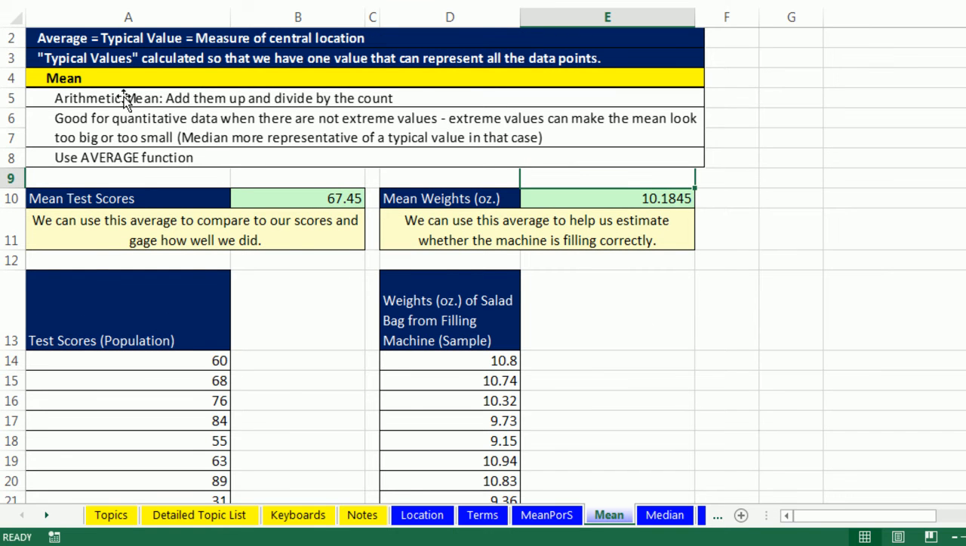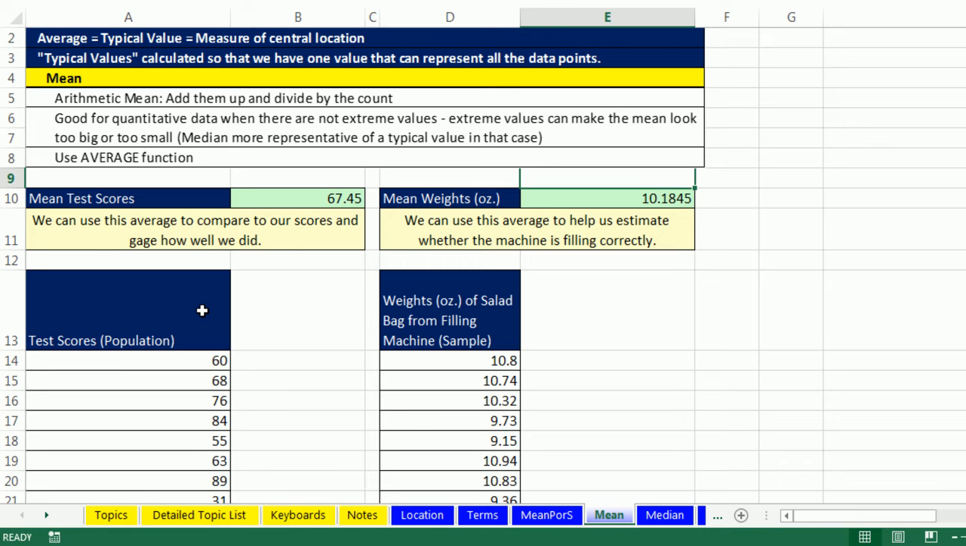Now, we mentioned earlier in the video that we have different averages. Mean is just one. Well, why wouldn't we use the mean all the time? Why do we need median and mode? Well, mean is good for quantitative data when there are not extreme values. Extreme values can make the mean look too big or too small. We mentioned this in earlier videos, but if you have one value that's huge and all the rest are small, then that one value makes the mean look too big.